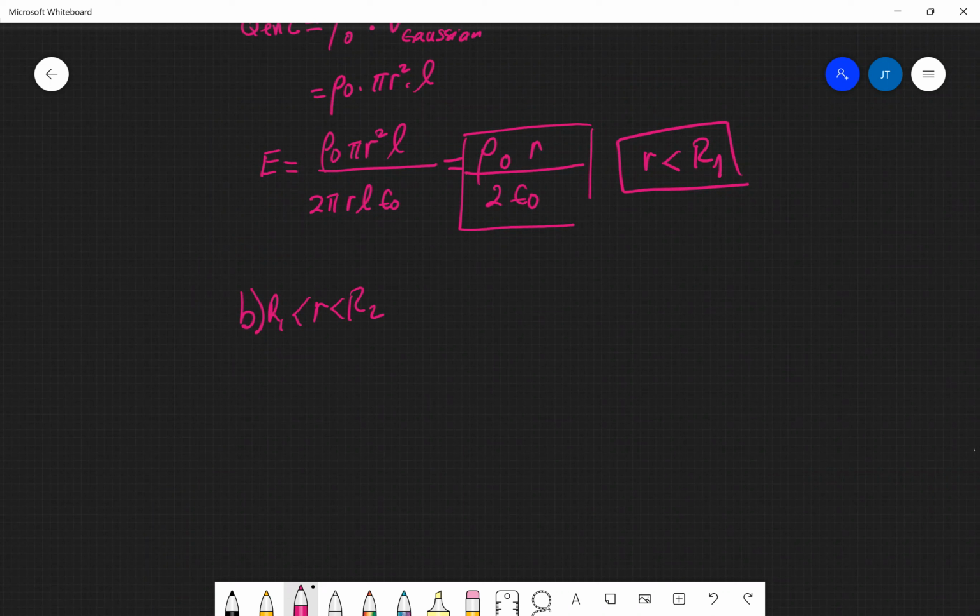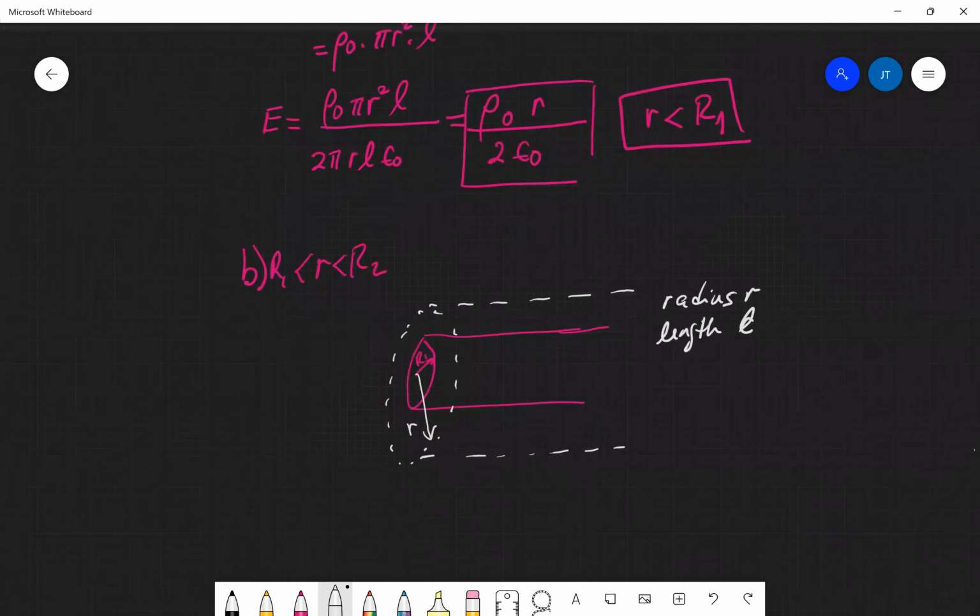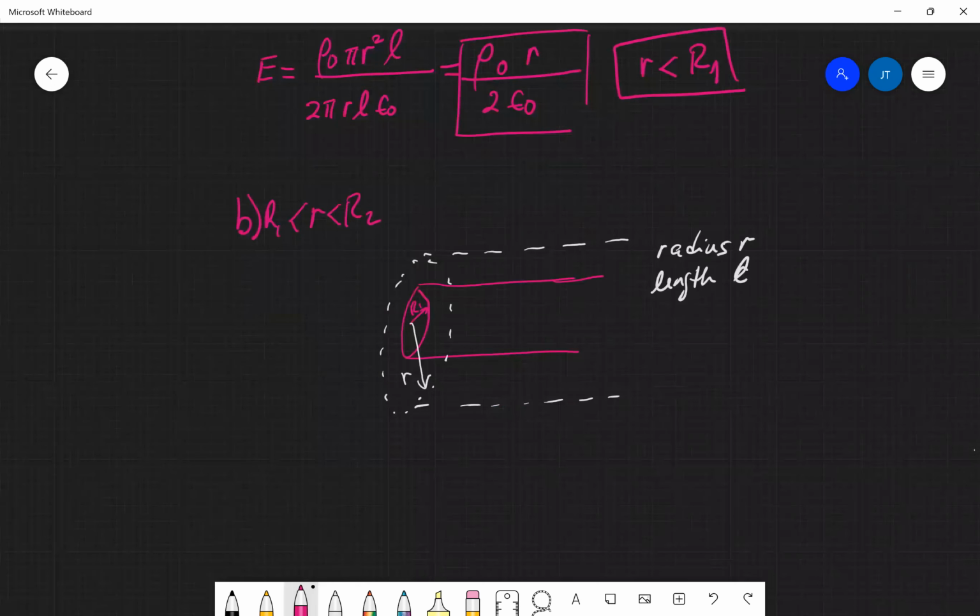Again, let me just make a little drawing. This is my R1. That's my inside cylinder, the solid cylinder. Here's my Gaussian surface. I take it at a radius R, bigger than R1, but less than R2, and a length L. Again, all my Gaussian surfaces for this problem have radius R, length L.